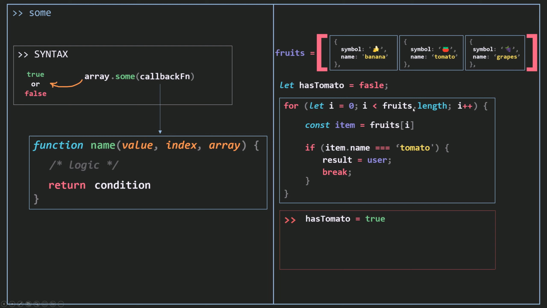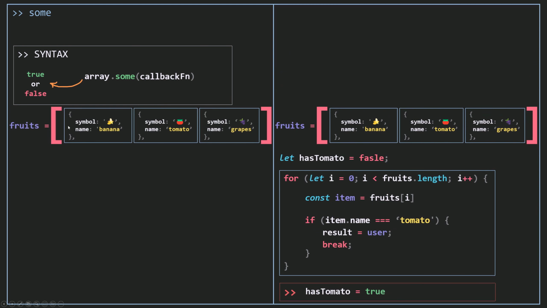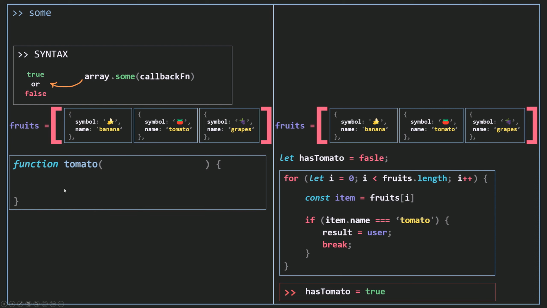Now let's go and achieve the same thing here with some. So I'm going to go and create my fruits array, just like here. Then I'm going to go and create a function called tomato. And then I'm going to pass in item. So I can call this whatever I want. I can call it value, item, element, i, etc. So any name I want. This is just an argument or a parameter. And then the next one is the index, and the last one is the array.